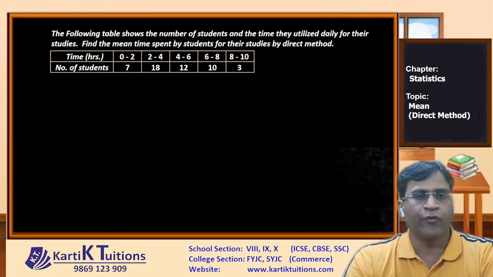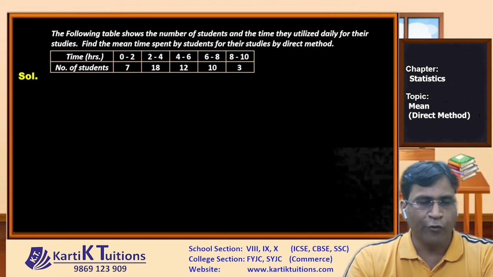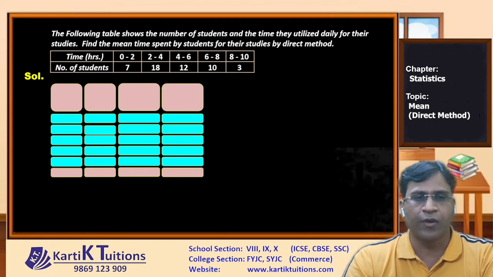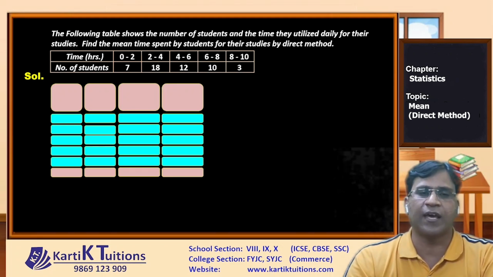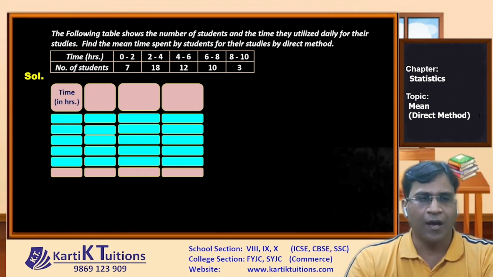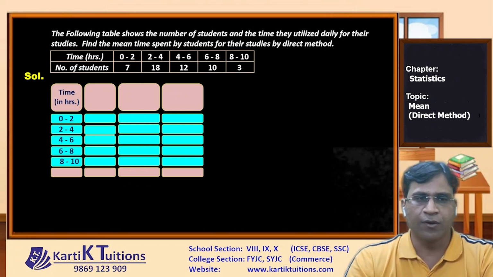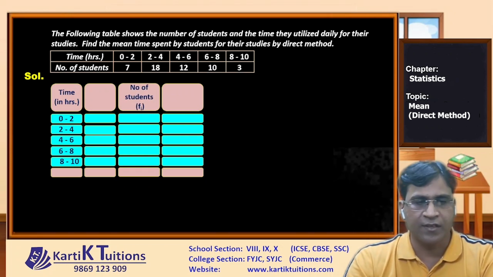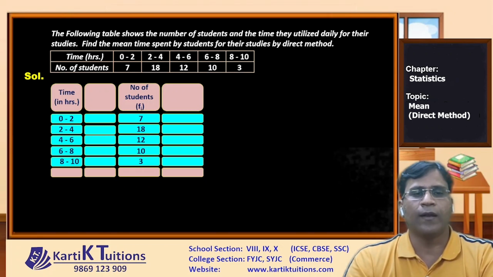Now, as I told you, our first step is to prepare a table with 4 columns. The first will be for the classes, the second will be the class mark, the third will be frequency, and the fourth column will be fixi. Here, our class is time, that is in hours. Then we'll write all the values of the classes which are given to us. Then the third column will be for the number of students, that is our frequency: 7, 18, 12, 10, 3.